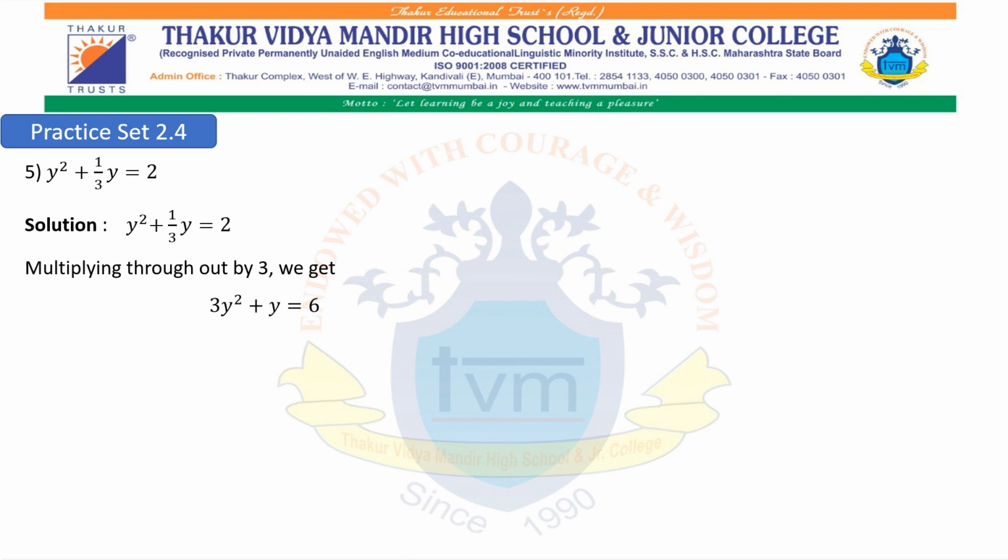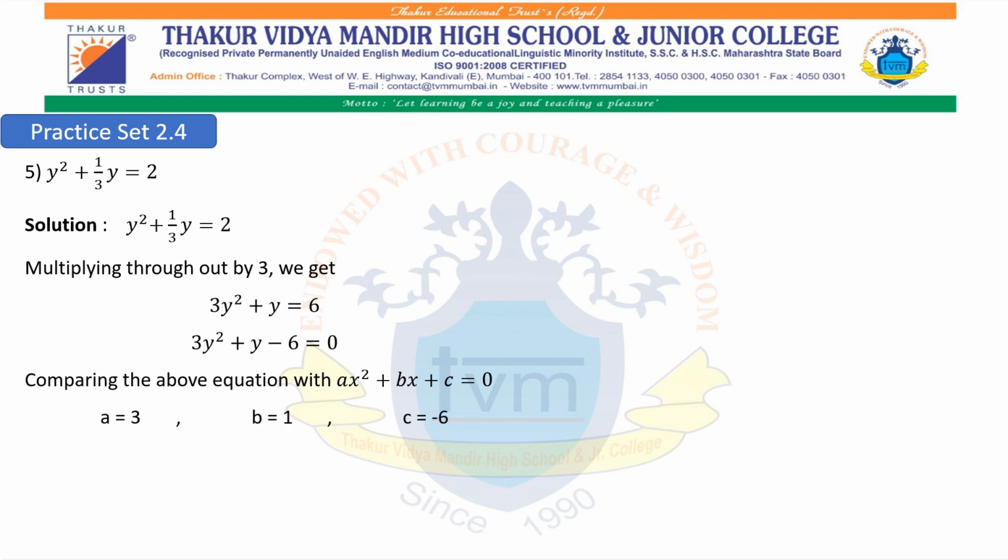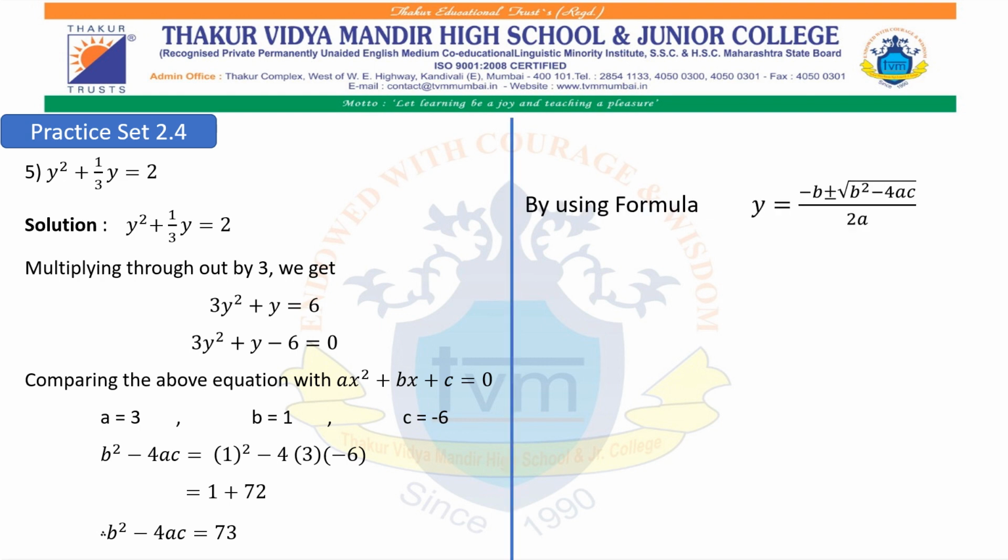After removing the denominator, let us see whether the equation is given in the standard form. No, here it is not given in the standard form. That constant value 6 has to be shifted to the left hand side. We will write 3y square plus y minus 6 equals 0. After converting the equation to standard form, we will compare with ax square plus bx plus c equals 0. We will get the value of a as 3, value of b as 1 and c equals minus 6. Let us find the value of b square minus 4ac, which is 73.